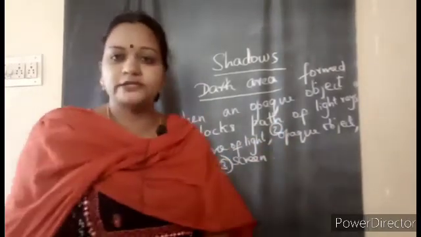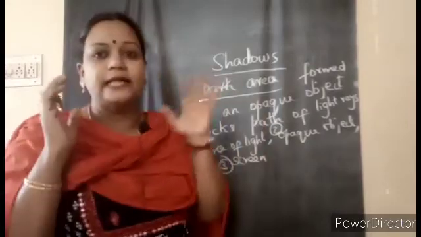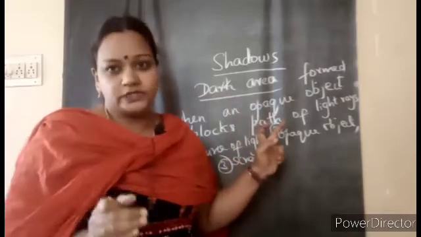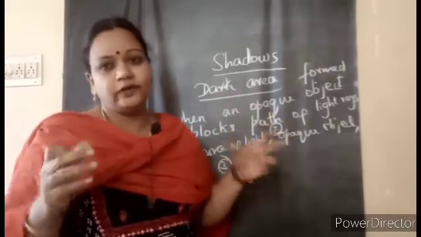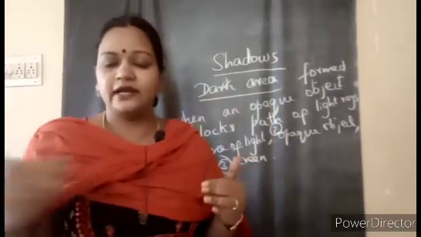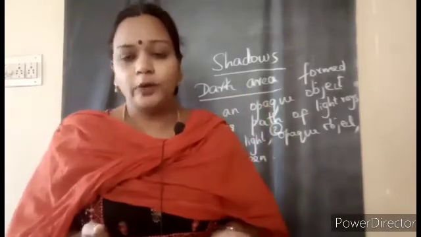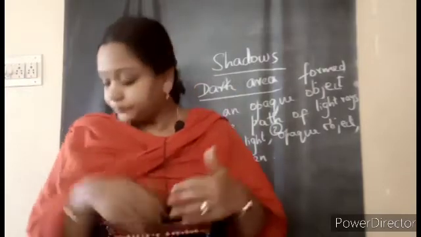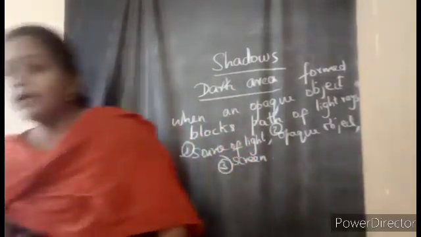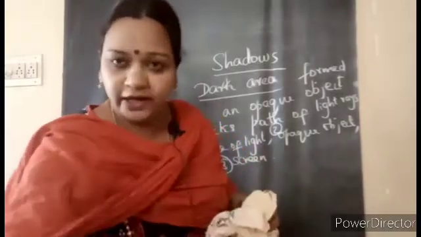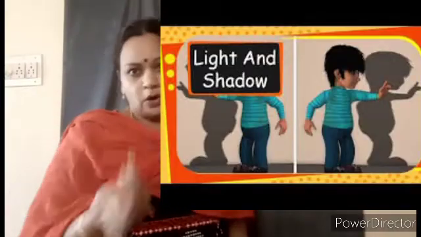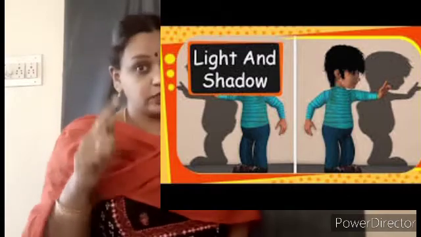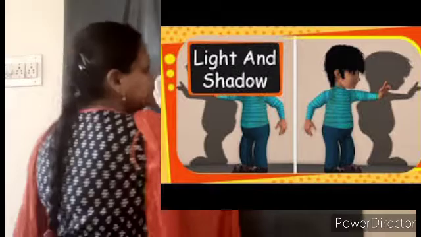And what is a shadow actually? It is just a dark area, a dark patch, formed when an opaque object blocks the path of light rays. When the light rays are traveling and get blocked by an opaque object, we can see the shadow of the object. And further, I was moving the source of light and also moving the box, both things, and you were able to see the size of the shadow change. Yes, children? So these two things I think you are clear.